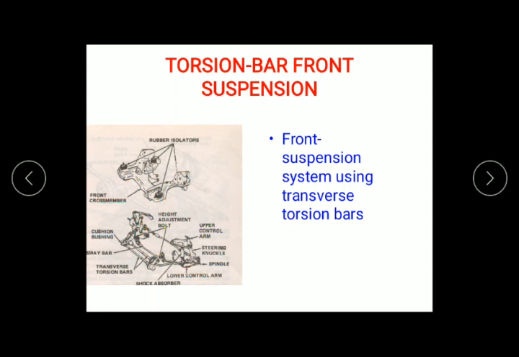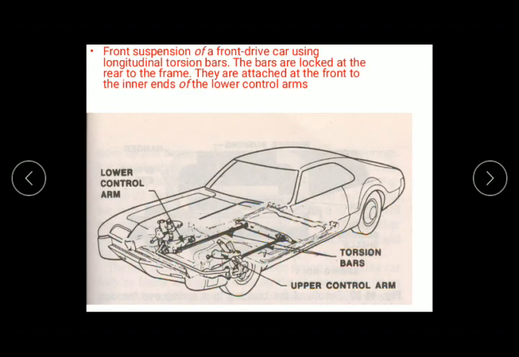Torsion bar front suspension. The suspension system uses the transverse torsion bar. The torsion bar twists itself, which acts as a spring to absorb the shock. The front suspension of the front drive car uses the longitudinal torsion bar. These are the longitudinal torsion bars.